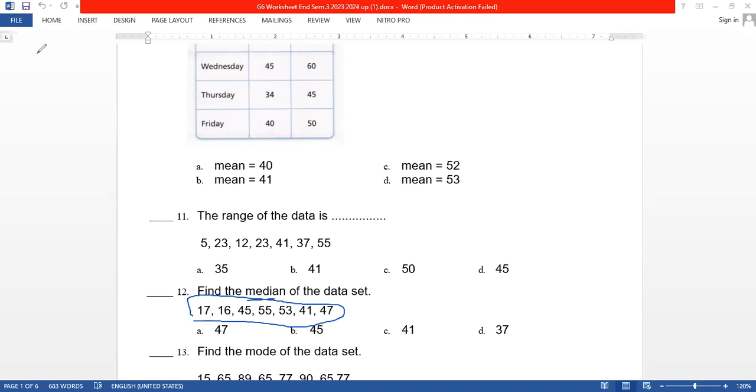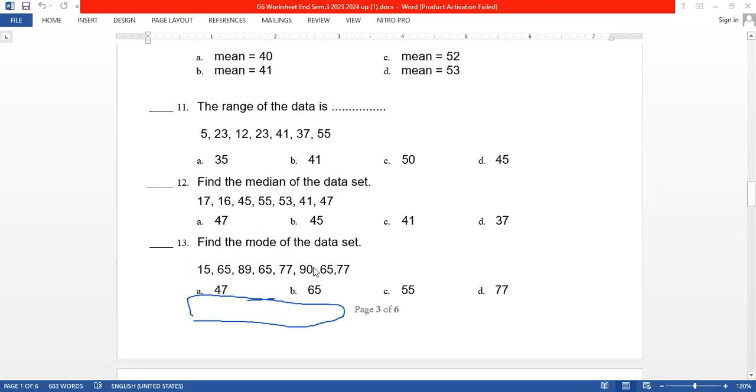But if you have an even number of values in the set, then we will find two numbers in the middle. So we add them and find their average. This is similar to the previous question. It's very easy. We order them from least to greatest, then we pick the middle number.